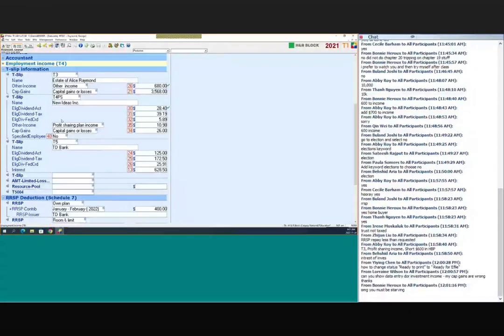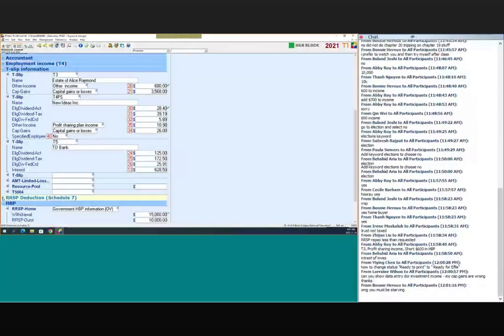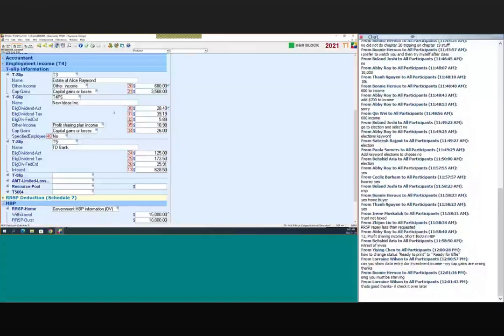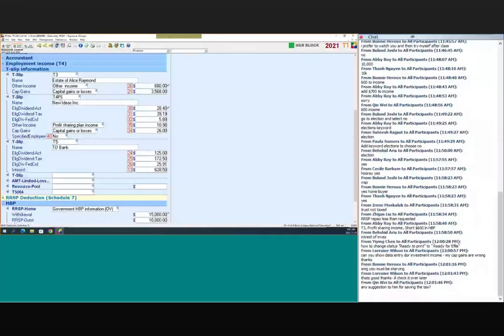Anyway, so this is the data entry here. If you didn't get the capital gains, you said you think you got the capital gains incorrect. This is the correct, so data entry.